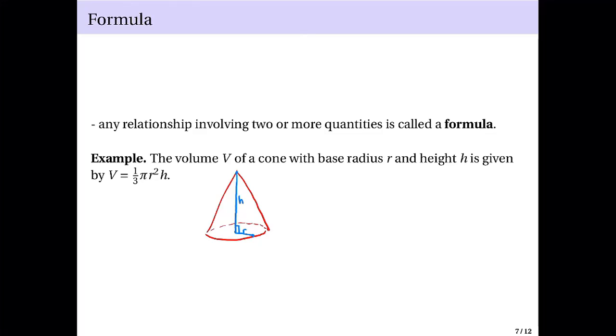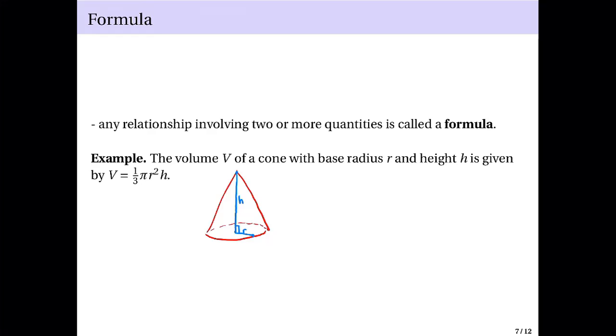If we consider dimension analysis on this, you have r squared in here. It means you are squaring the units of the radius. So that's squared units. And then you have the unit for h, and you are multiplying them. So squared units times the unit of h, you should have cubic units. Okay?